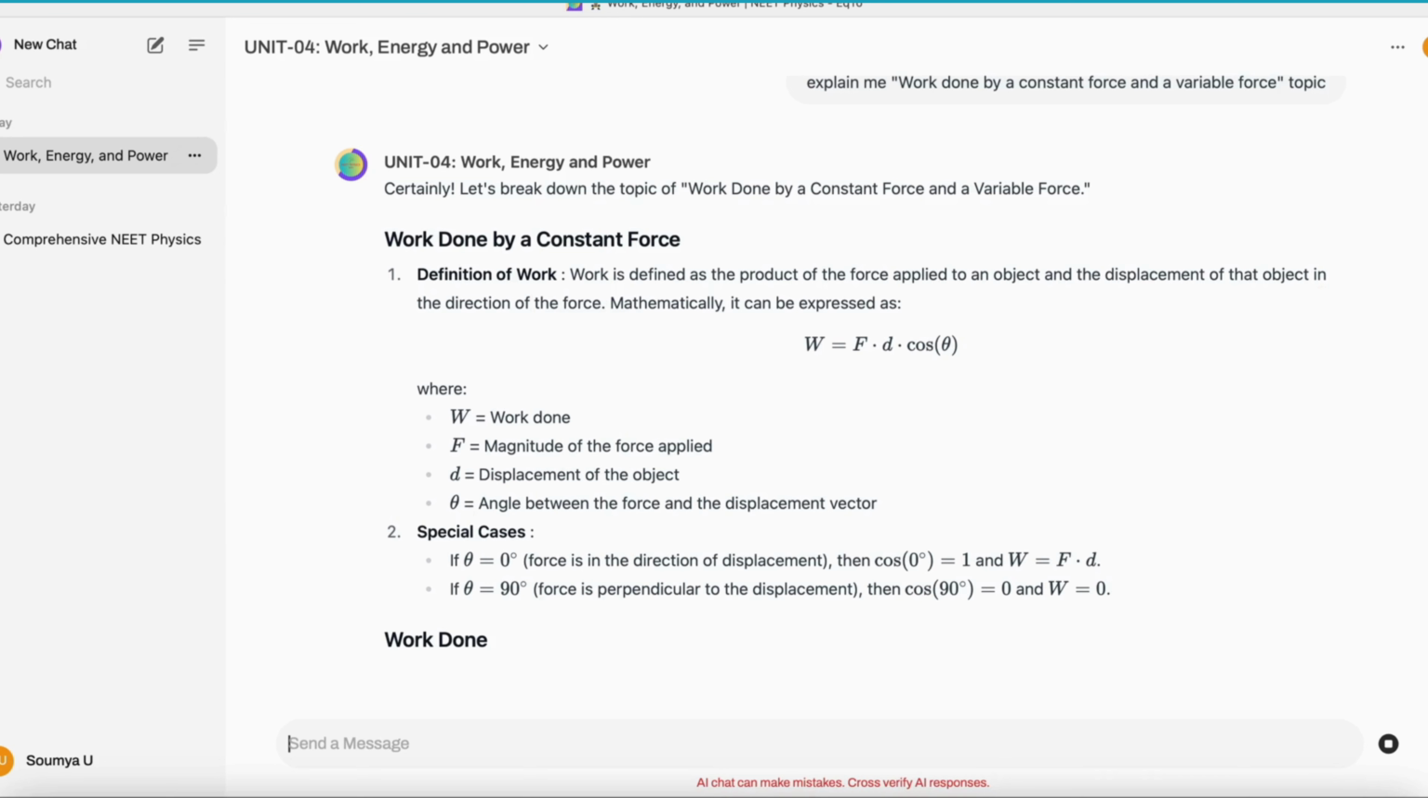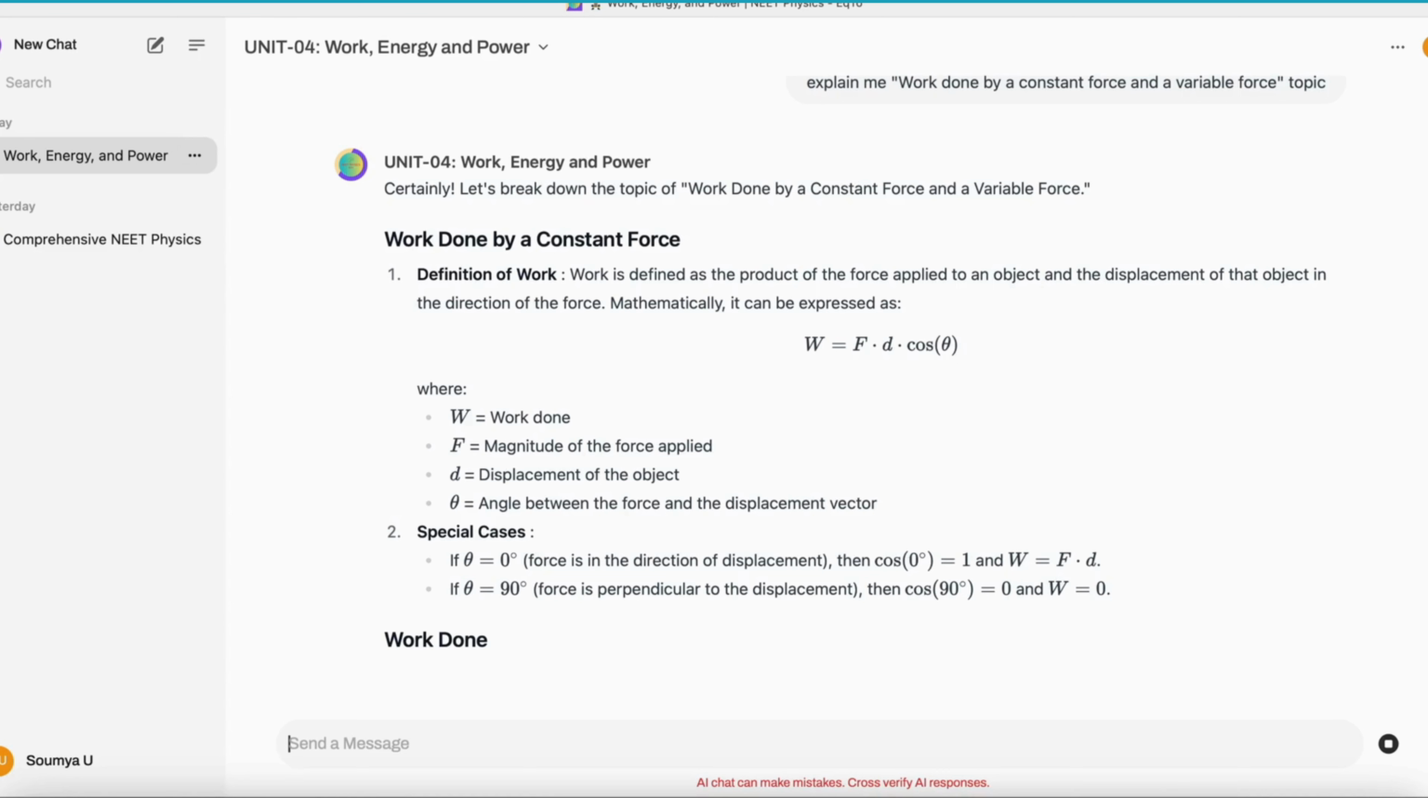1. Definition of work. Work is defined as the product of the force applied to an object and the displacement of that object in the direction of the force. Mathematically, it can be expressed as below formula, where W equals work done, F equals magnitude of the force applied, D equals displacement of the object, theta equals angle between the force and the displacement vector.